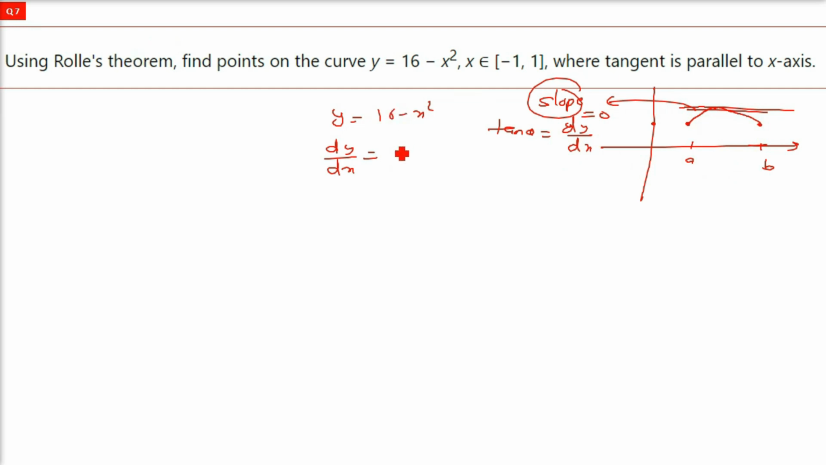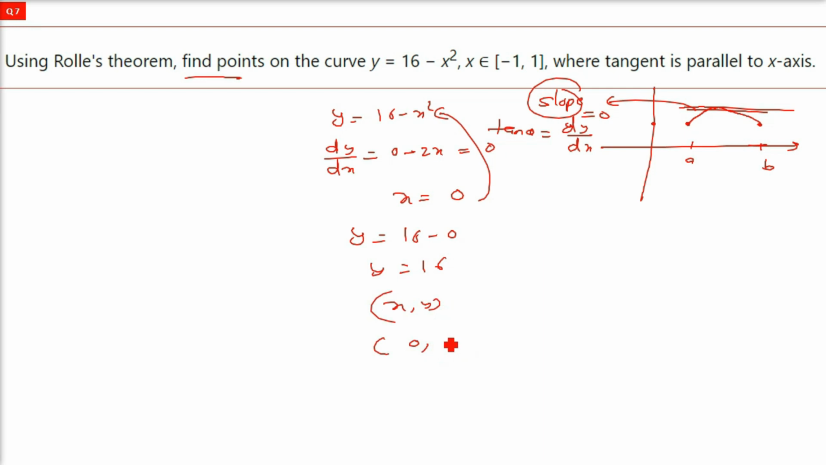dy by dx is what? 16 is 0. This minus 2x equals 0. So minus 2x equals 0 means x is equal to 0. So we have to find points now. When we got x, we can always go for y. So put x as 0. y is going to be 16. So the coordinate will be 0 and 16. This is the point where the tangent is parallel to x-axis in this question.